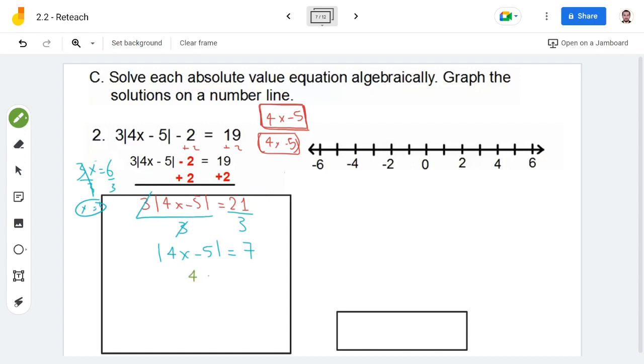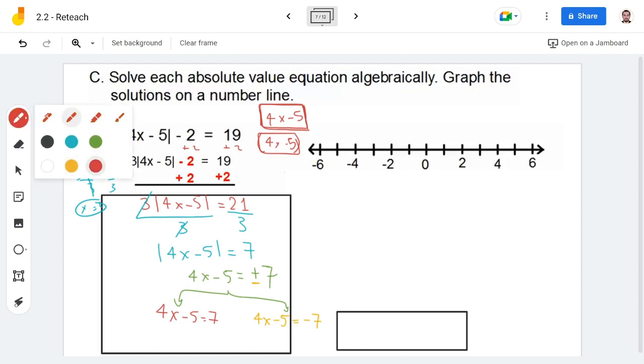So now it will be 4x minus 5, plus or minus, equal to 7. Now let me take the two different answers. The first one will be 4x minus 5 equal to 7. Or we can say, let me change this one, 4x minus 5 equal to negative 7. Now you can solve these two equations.